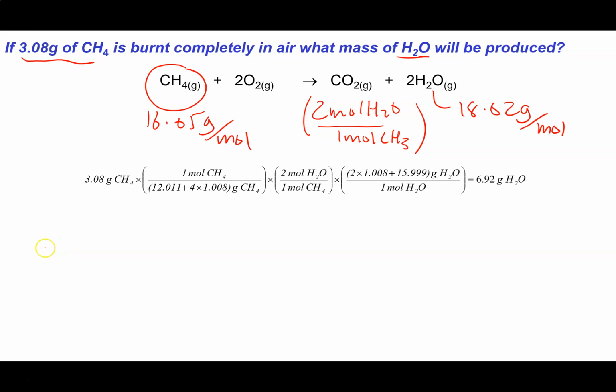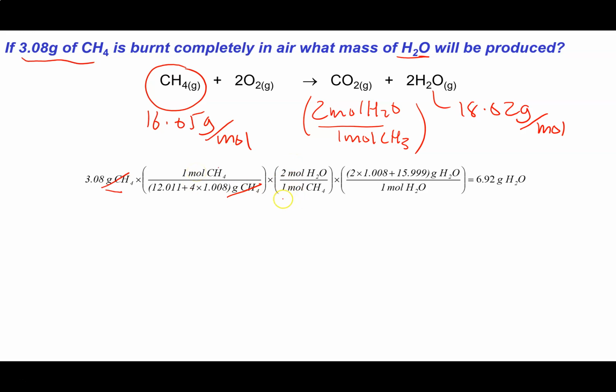And so now I just have to put it all together, right? So I'm going to do grams of methane, multiplied by 1 over the molar mass of methane, and that gets rid of my grams of methane and turns it into moles of methane.